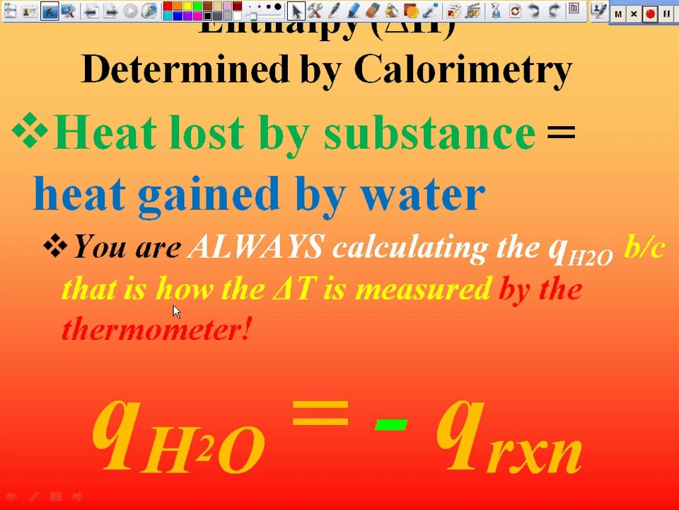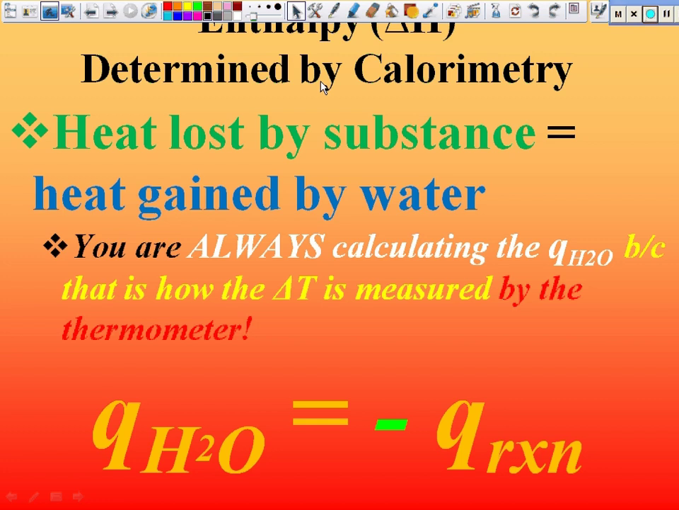So the final summary of this is very important. When you calculate the Q of the water, what is the Q of the reaction? Equal but opposite. And how do you think they're going to ask you for the answer? Do you want the Q of the water or do they want the Q of the reaction? They want the Q of the reaction. So you've got to know this in your brain. When you calculate the Q of water, you've got to flip the sign to get the Q of the reaction. Is everybody on the same page here?